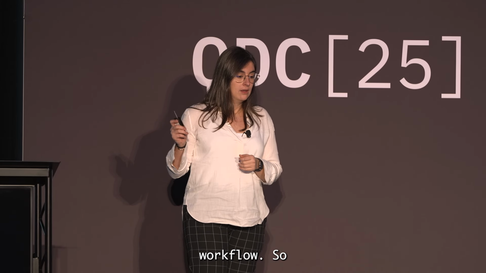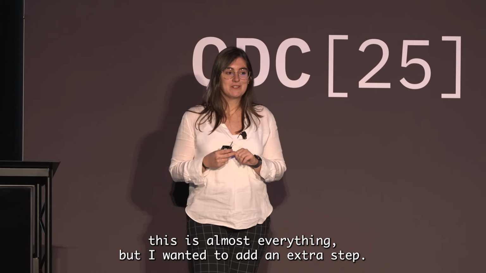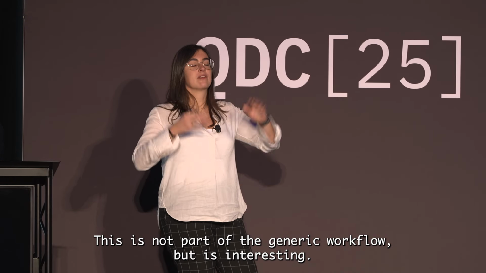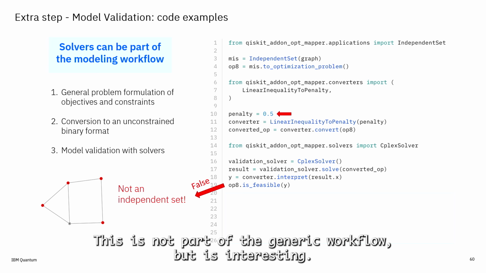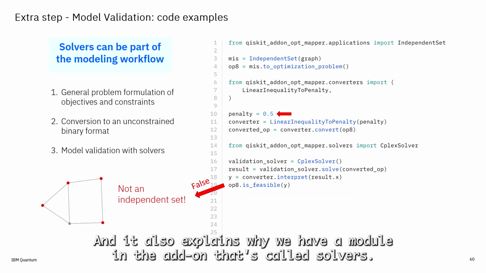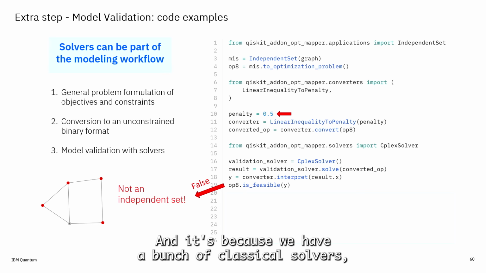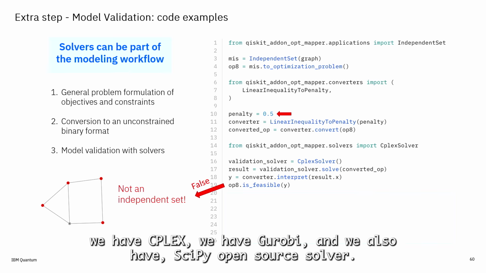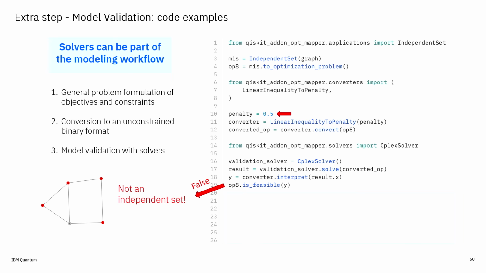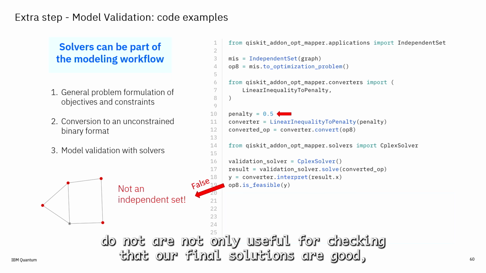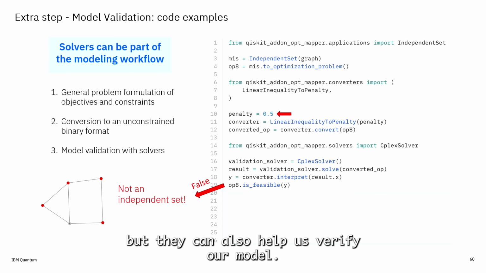So this is almost everything, but I wanted to add an extra step. This is not part of the generic workflow, but is interesting, and it also explains why we have a module in the add-on called solvers. It's because we have a bunch of classical solvers. We have Cplex, we have QAOA, and we also have a SciPy open source solver. The idea here is that solvers are not only useful for checking that our final solutions are good, but they can also help us verify our model.